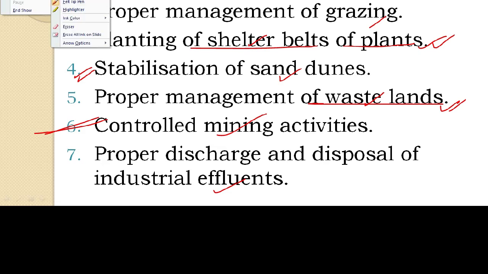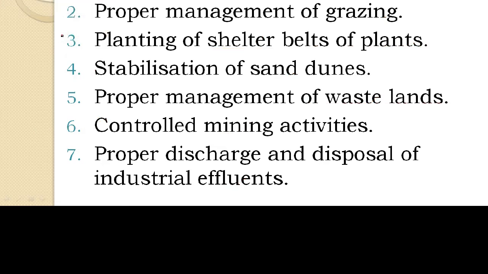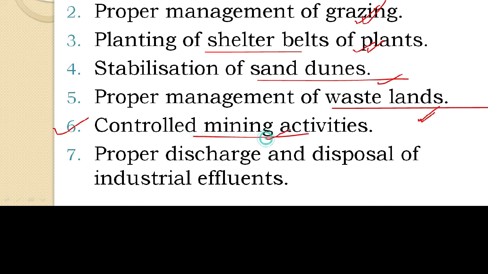And therefore we come to all these 7 different conservation measures related to land degradation. That is afforestation, planting more trees. Second is proper management of grazing, the point related to grazing. Third is the point of shelter belts related to plants and soil as well. Next is stabilization of sand dunes in the desert areas. Fifth one is proper management of wastelands. See students, all the points are different. Sixth is controlled mining activities. Mining and quarrying activities must be controlled.